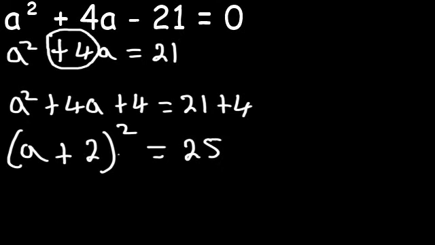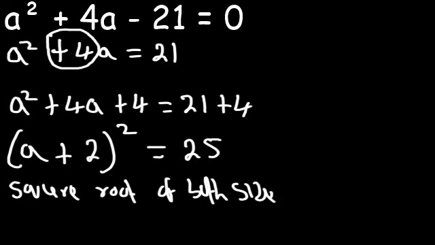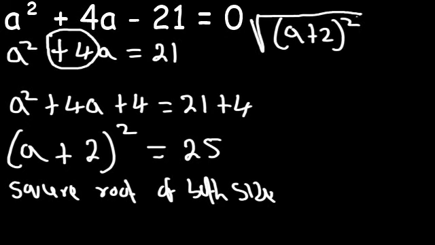At this point, I would like to get rid of this square. I know that to get rid of squares, you can always find the square root of both sides. So as to get rid of it, because square roots and squares are like enemies, they do eliminate each other. So finding the square root of both sides, let me just write it on the board. Okay, therefore, the expression turns out to be the square root of a plus 2 squared equals the square root of 25.